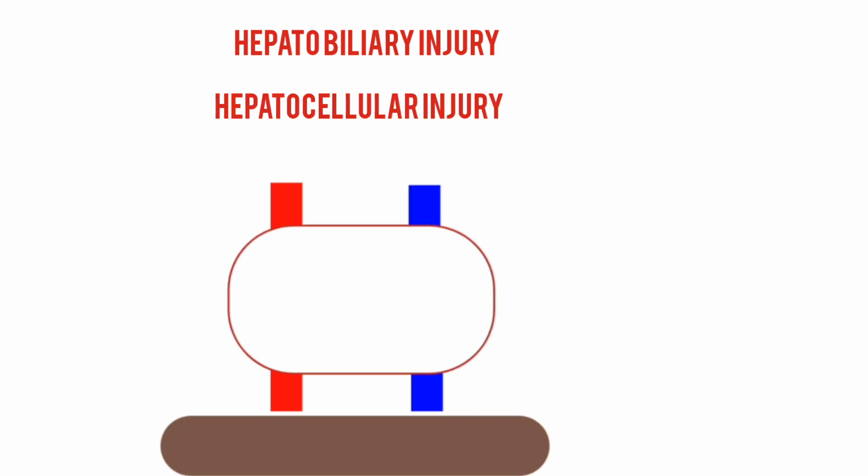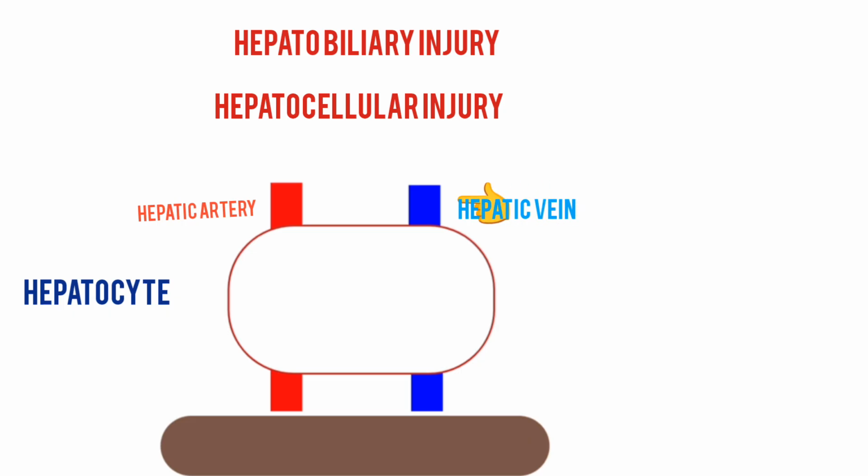Now, let's assume this is a presentation of our hepatocyte. It has the hepatic artery. The hepatic artery carries oxygenated blood to the hepatocyte, and this one here is the hepatic vein. This hepatic vein carries the deoxygenated blood from the hepatocyte to the inferior vena cava. And this is the bile duct. The bile duct carries bile salts and bilirubin to the GIT. Remember, the bile salts aid in digestion.